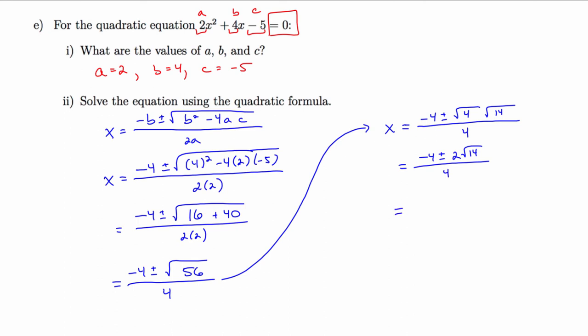The final step of simplification that we can do here is if there is a common factor to both of the terms up in the numerator and the one term in the denominator, we can factor it out and cancel it. Well, negative 4, 2 root 14, and 4 in the denominator are all divisible by 2. So what we can do is cancel out a factor of 2 from each of those terms. So this gives us a final version of our answer as negative 2 plus or minus the square root of 14 all over 2.